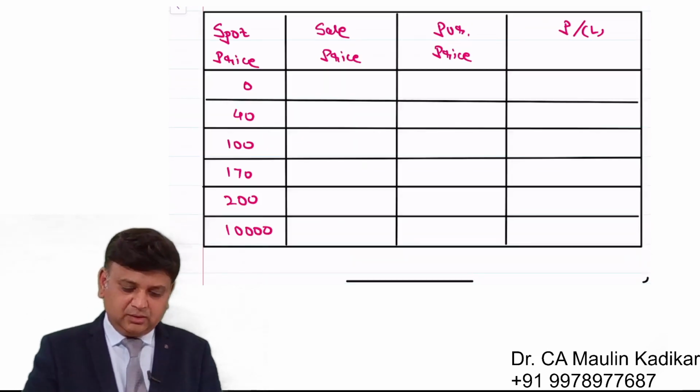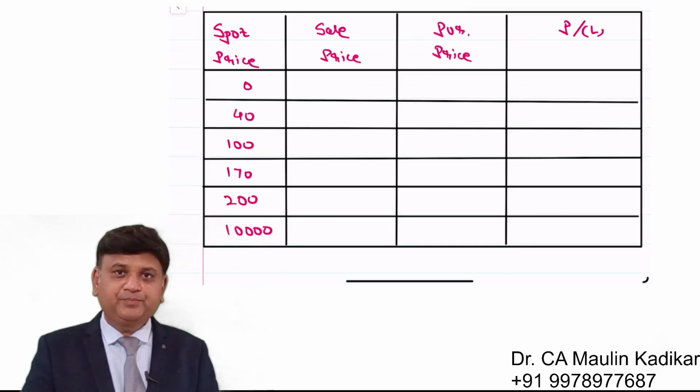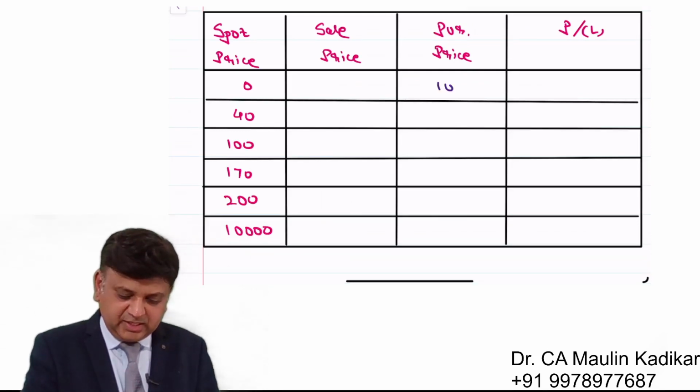So friends, over here, what happens is that every time the purchase price of the security is an amount of 100.